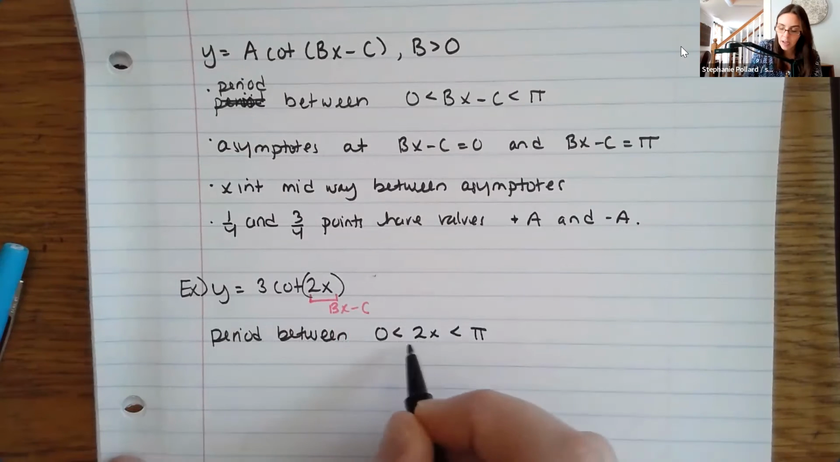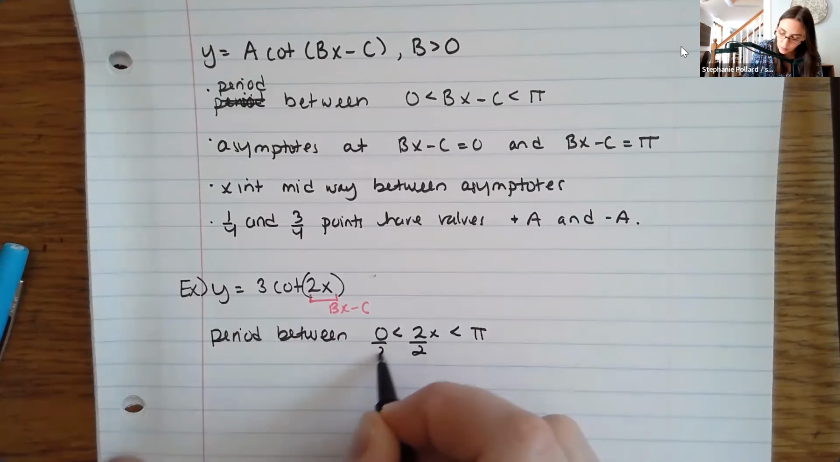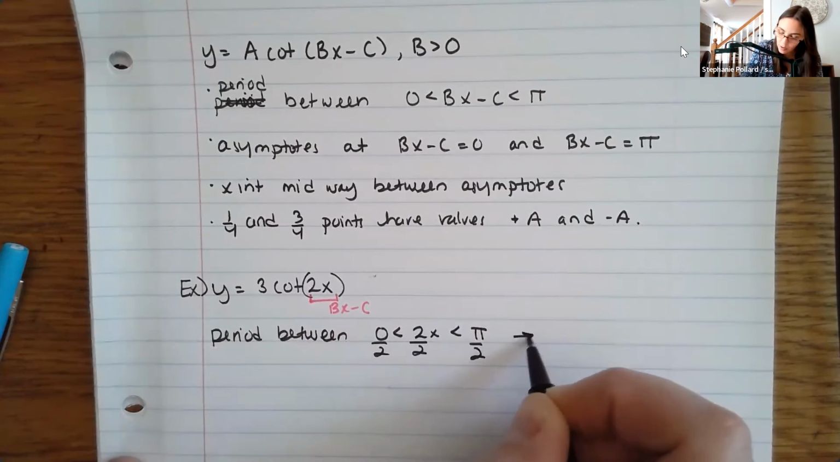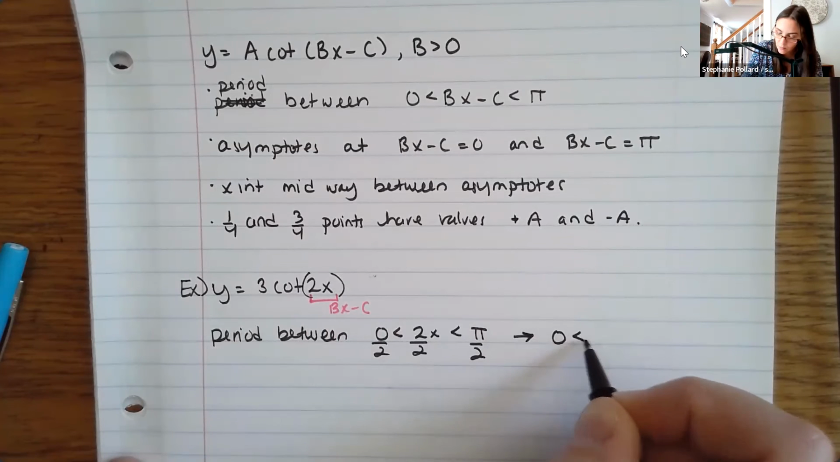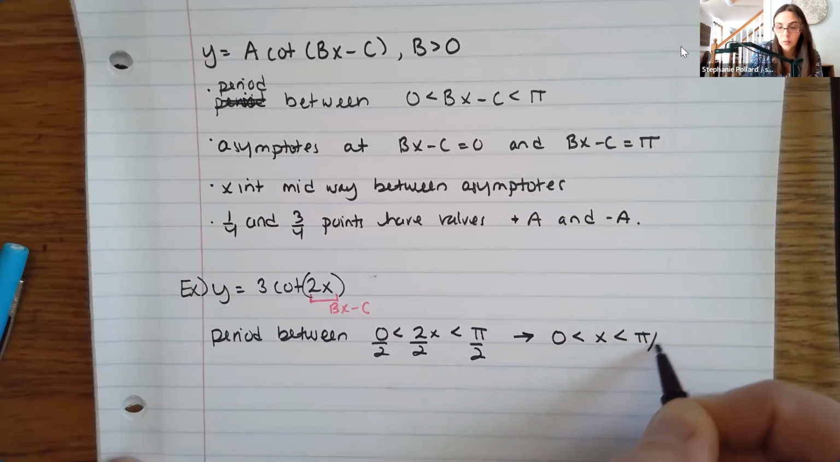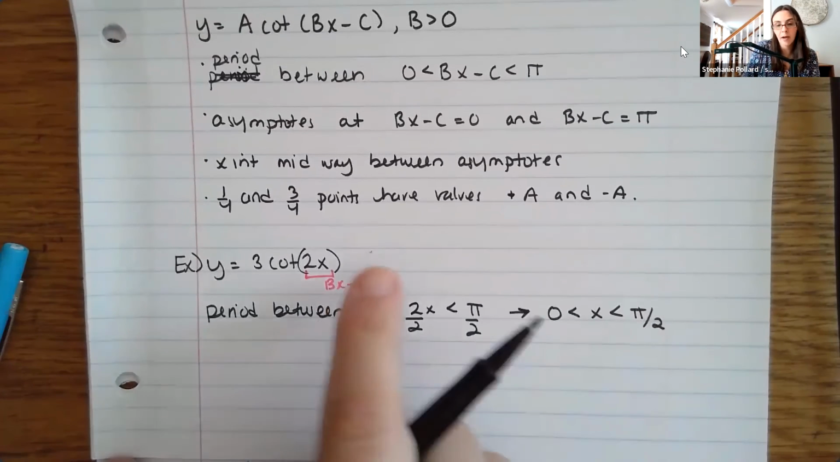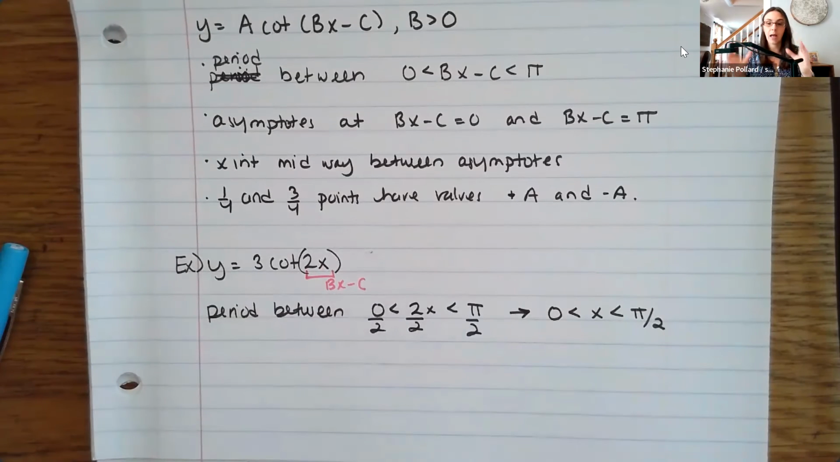I am going to solve for x. So I'm going to divide both sides by 2. And I do see that one period will lie between 0 and pi over 2. Because you do have that multiplier of 2 here, the period's changing from pi to pi over 2 in length instead. So you do have that change, but it's going to be the same pattern, the same kind of graph.